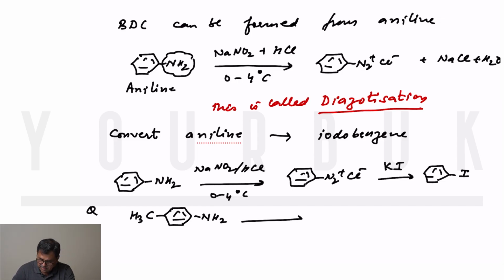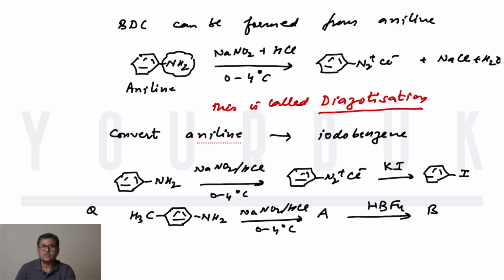On reaction with NaNO2 and hydrochloric acid at 0 to 4 degrees Celsius, it gives A. On reaction with HBF4, it gives B. Now the question is, what are the structures of A and B?